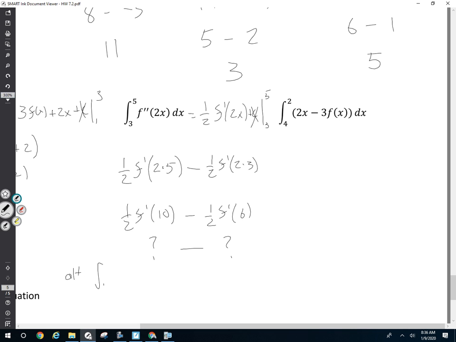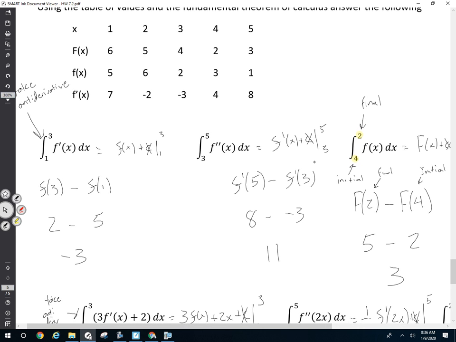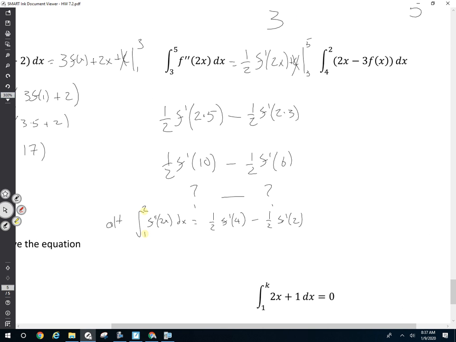Alternate: the integral from 1 to 2 of f double prime of 2x would be 1/2 f prime of 4 minus 1/2 f prime of 2. And then I could find an answer if I change these boundaries. F prime of 4 is 4. F prime of 2 is negative 2. So that's 2 plus 1, which is 3.